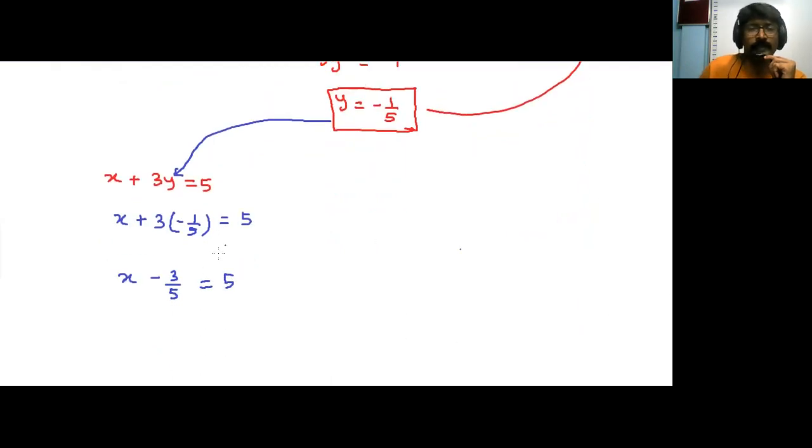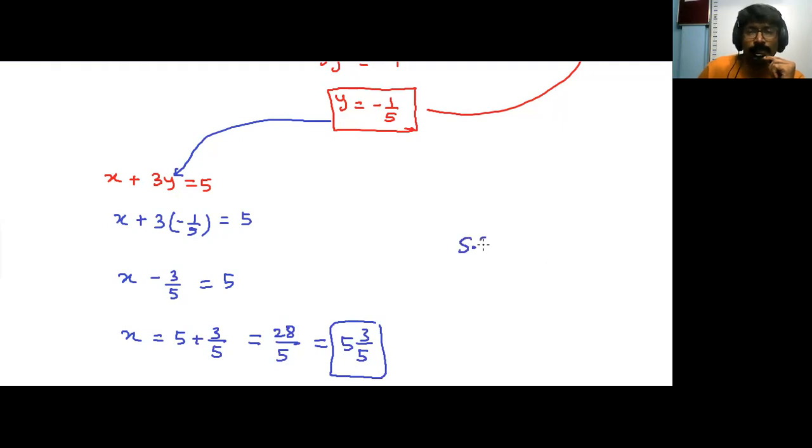And now if we take that negative 3 upon 5 to this side, x is equal to 5 plus 3 upon 5, which is 5 fives are 25 plus 3, 28 upon 5, or else you can write 5 whole 3 upon 5. Did you understand this? Now what will be the solution set? The solution set would be curly bracket x comma y as coordinates, and the x value is 28 upon 5, but ideally you should write it as a mixed fraction or in decimal: 5 whole 3 upon 5 comma negative 1 upon 5.